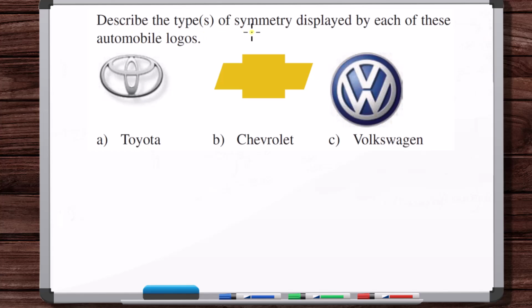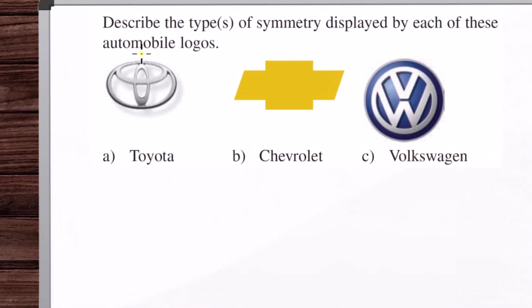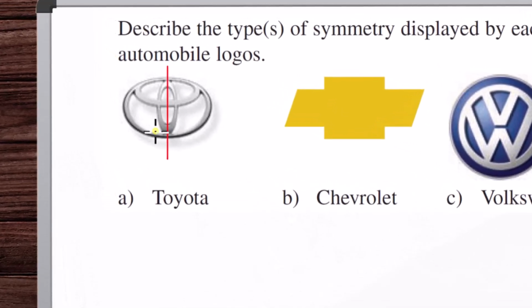Describe the types of symmetry displayed by each of these automobile logos. Okay, so in a plane, we've got line and point symmetry. So this is really interesting. Let's see. All right, so the Toyota symbol looks like we're going to have a line symmetry for sure.